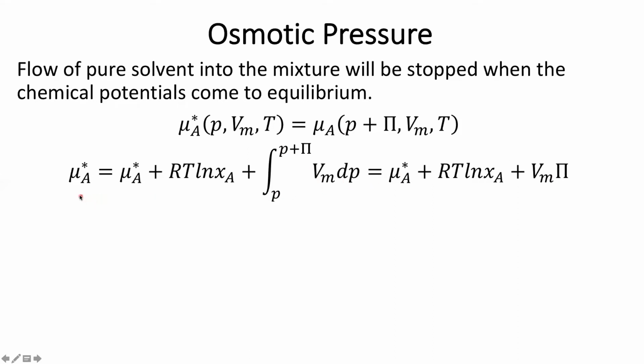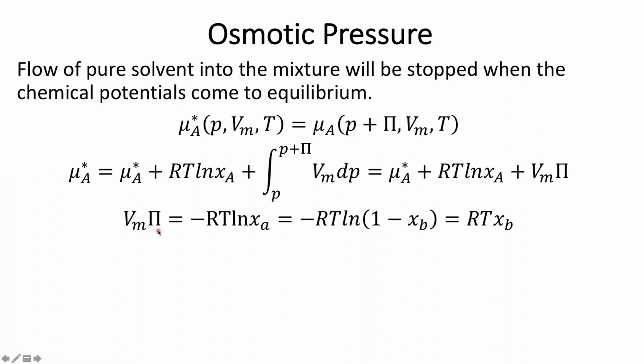So when we do this, what we have is the chemical potential of my pure solvent is going to be equal to the chemical potential of my solvent plus the correction factor for composition, plus the extra energy provided by applying osmotic pressure to the system. Now, you may notice that certain terms are going to cancel, most notably the chemical potential of the pure solvent. Then what I can do is move this composition term over to the other side. And what I'll get is the molar volume times the osmotic pressure is going to be equal to negative RT times the natural log of the mole fraction of the solvent.